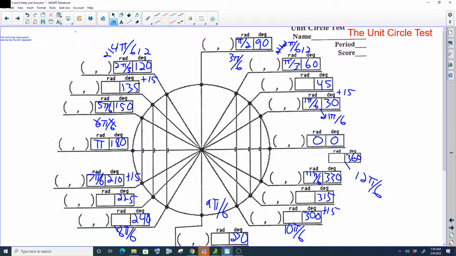8 pi over 6 divided by 2 divided by 2 is 4 pi divided by 3. 9 pi over 6 divided by 3 divided by 3 is 3 pi over 2. 10 pi over 6 divided by 2. So we're either dividing by 2, you have to notice the pattern there, or dividing by 3 to reduce these. So that's going to be 5 pi over 3, nice. And 11 pi over 6, 12 pi over 6, of course, reduces. 12 divided by 6 is 2 pi.